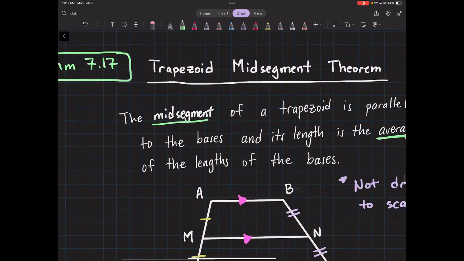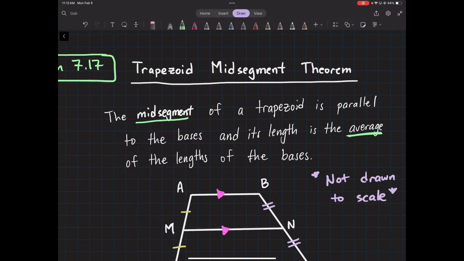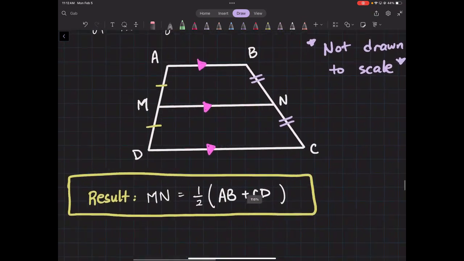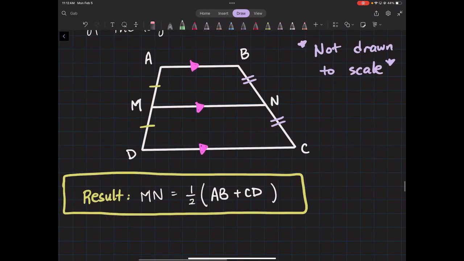All right, next. This is the trapezoid midsegment. We talked about midsegment before, right? Yeah, but in a triangle. I want you to draw this one. Whatever you see, and also this yellow. Then I'll give you time to write, and then I'll explain how it works.